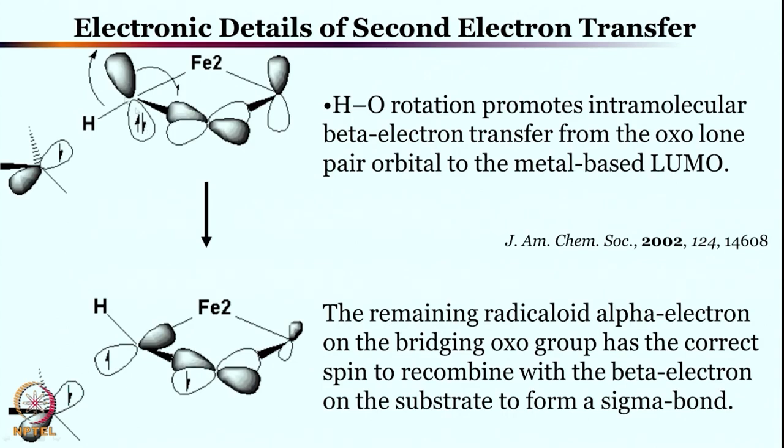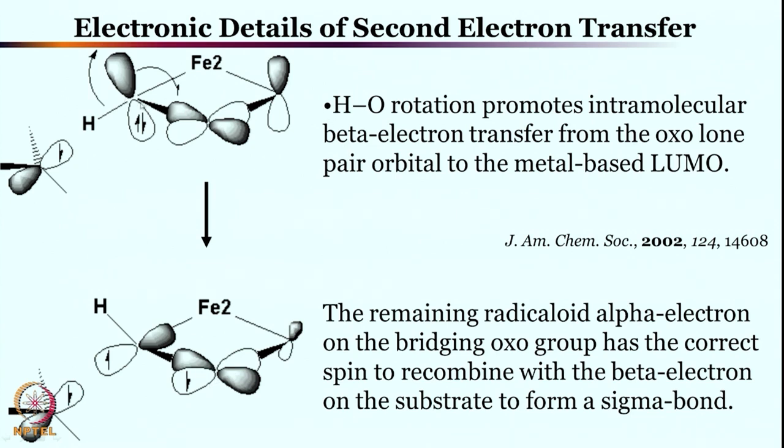So what you need to do is overlap, so rotate this p orbital, or rotate overall over here, to do the bonding with this d orbital of the iron center, let's say the iron 1 center. Subsequently, one of the electrons from here will be transferred to the metal-based LUMO, and then you are left with one down spin, beta spin, one alpha spin on the OH, and the beta spin on the LUMO of the iron center. So the alpha spin over here is now reacting with the beta spin of the radical to form the CH3OH bond. Then there is the one electron reduction of the iron center, making it from iron 4 to iron 3.